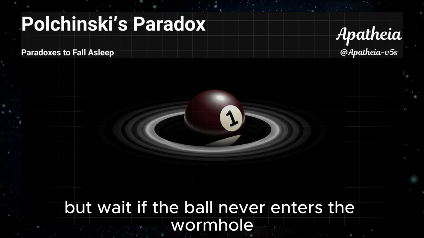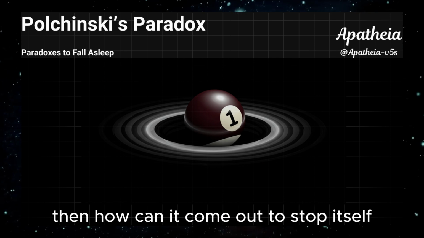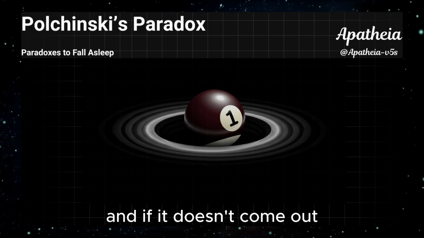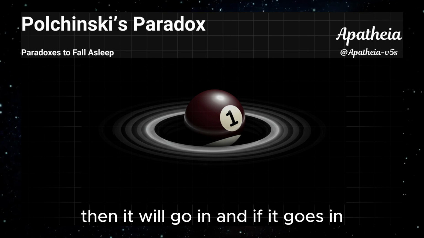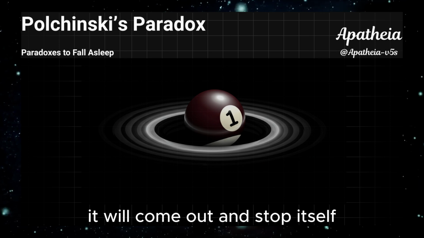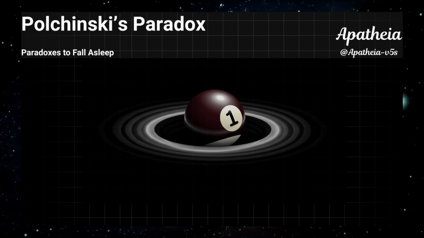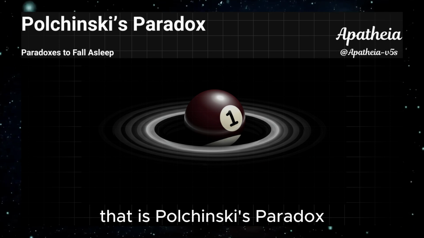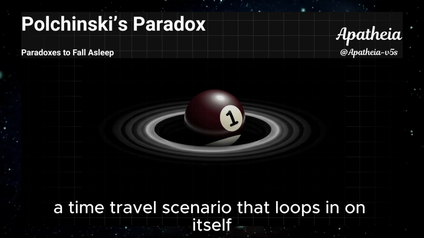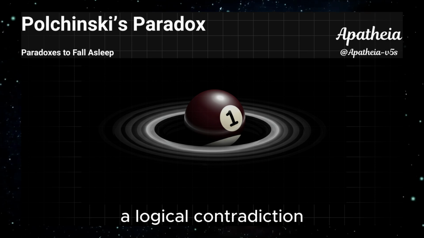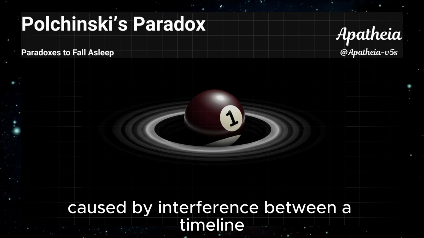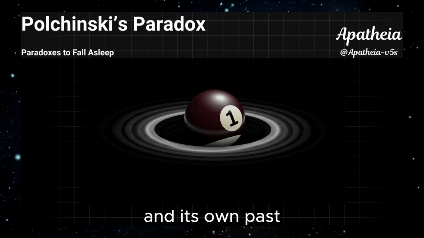But wait, if the ball never enters the wormhole, then how can it come out to stop itself? And if it doesn't come out, it can't stop itself. But if it doesn't stop itself, then it will go in. And if it goes in, it will come out and stop itself. That is Polchinski's paradox, a time travel scenario that loops in on itself and breaks the rules of causality. A logical contradiction caused by interference between a timeline and its own past.